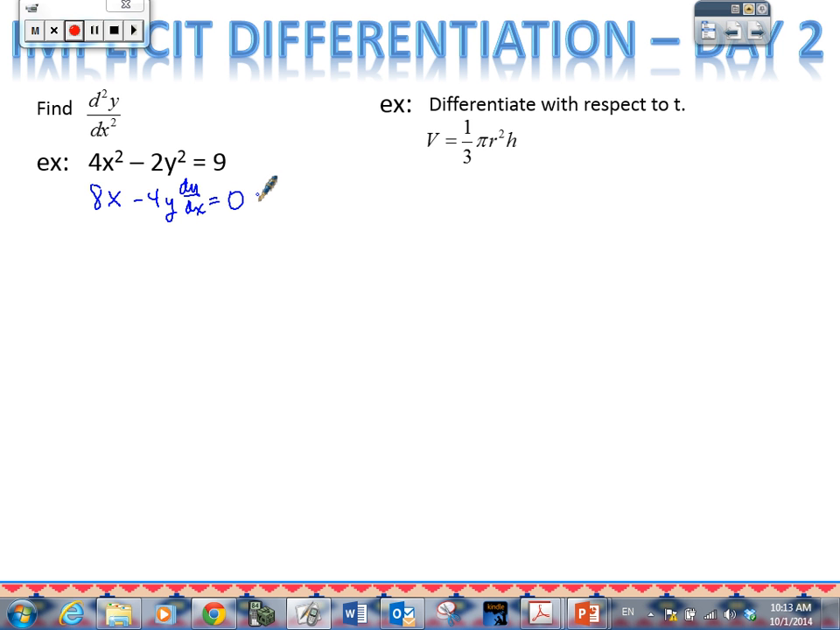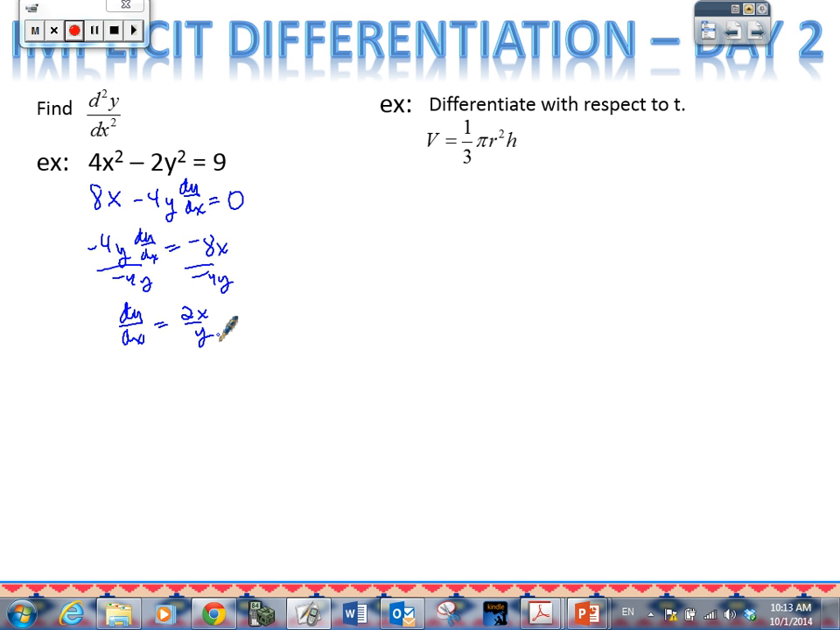Now we're going to go ahead and solve for dy/dx just like we would previously. It's just going to help our case. So let's go ahead and solve. So I would move the 8x over. I would divide by the negative 4y, and I would come up with dy/dx equals 2x over y.